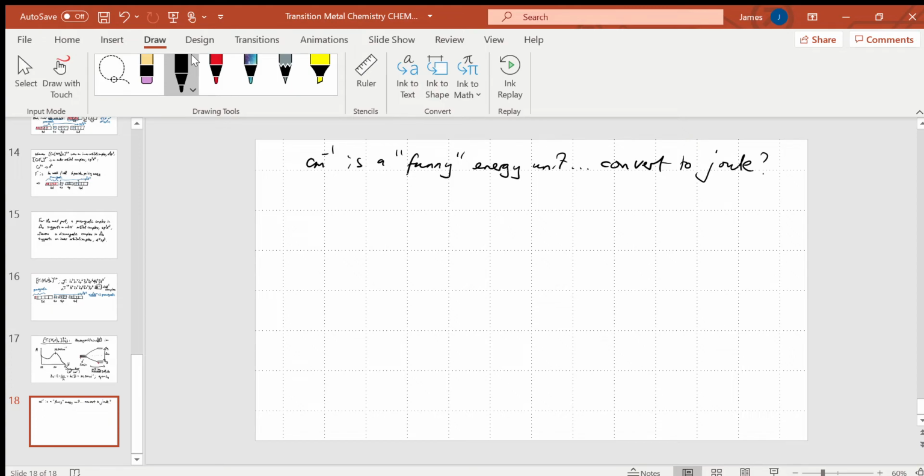Obviously we can. So again, I'm using this equation. E is hc over lambda, which is hc nu with a twiddle on top. So this is just a dimensional analysis problem. Now, although wave number is a funny unit, it's the unit typically used in this type of science.